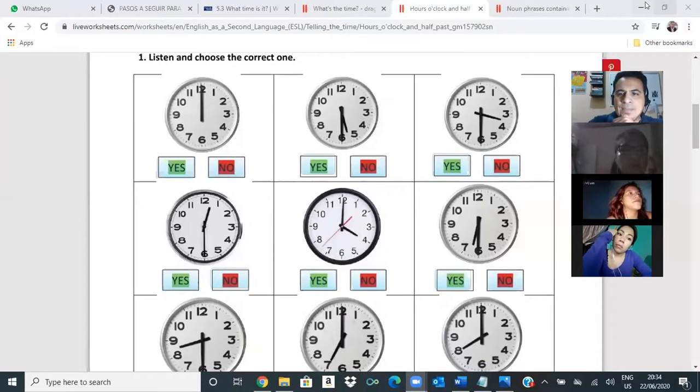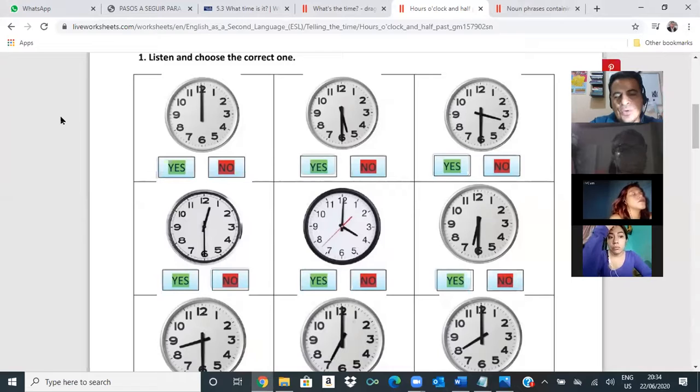Okay, about time. Now, les voy a dar solamente un tip. Cuando compartan su pantalla para que sus compañeros vean, ustedes ven mi pantalla ahorita, que me da esta opción que dice more. Entonces tengo que darle clic aquí que dice share computer sound. Si no, mis compañeros no van a poder escuchar. So I have to click there. Okay, ahí está.